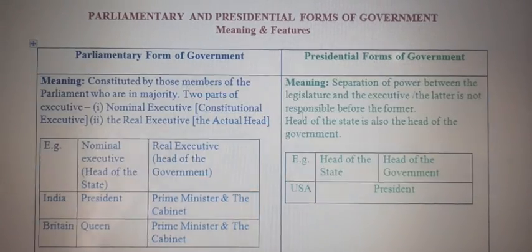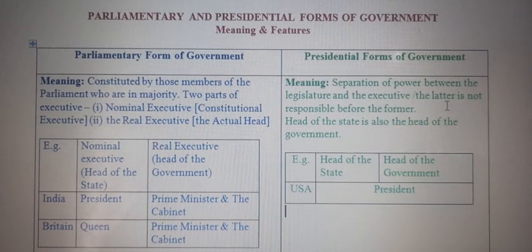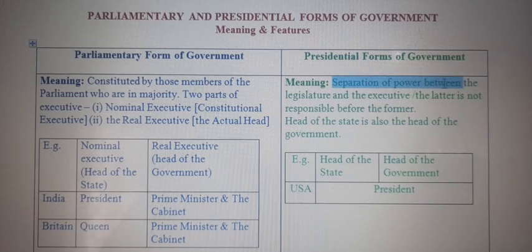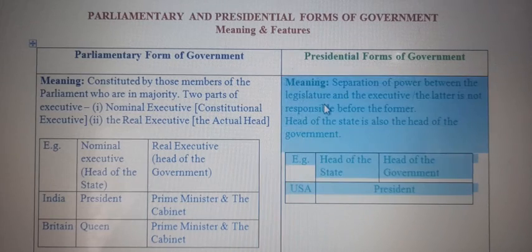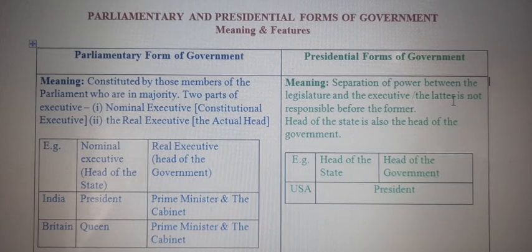Whereas in presidential form of government, there is no relation between legislature and executive. That's why in the first line itself we see there is a separation of power between the legislature and the executive. So the executive is not answerable to the legislature. They are separated.